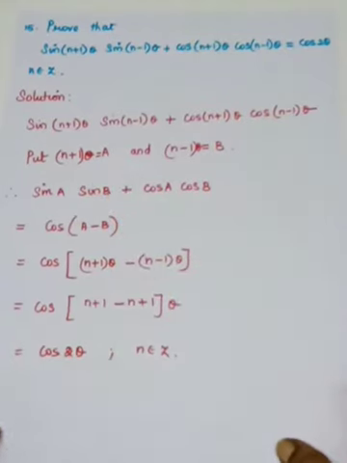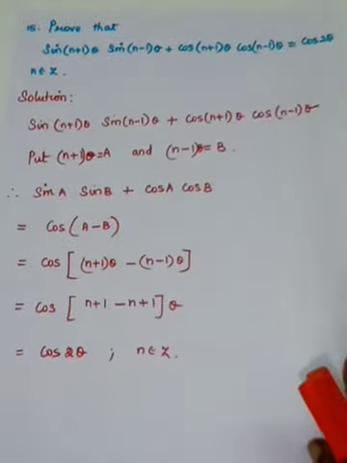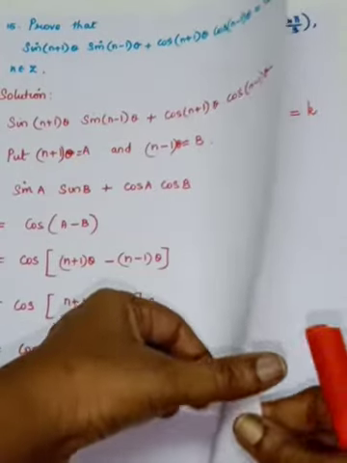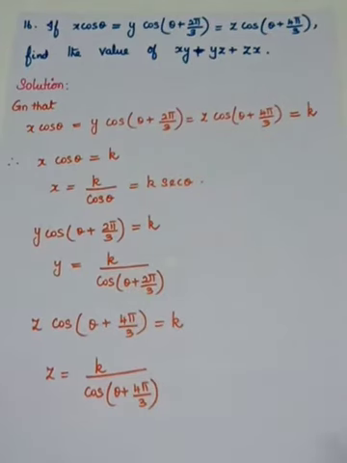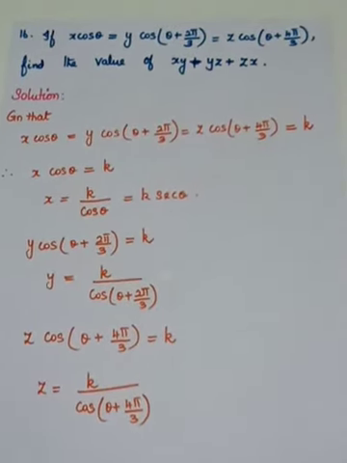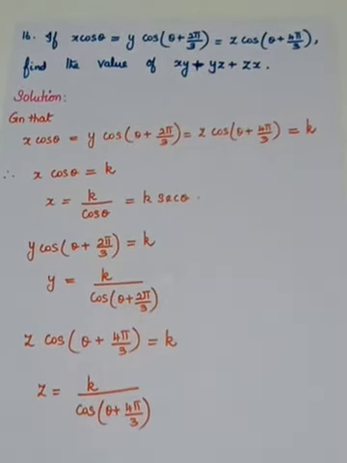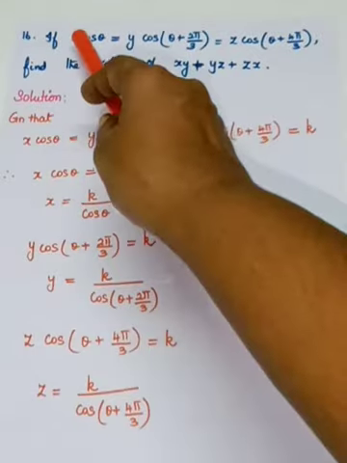So next we are moving to the next problem. So what is it? It is the problem number 16. If x cos θ is equal to y cos(θ + 2π/3), which is equal to z cos(θ + 4π/3), find the value of xy + yz + zx. Okay, so the given result, this is the given result.